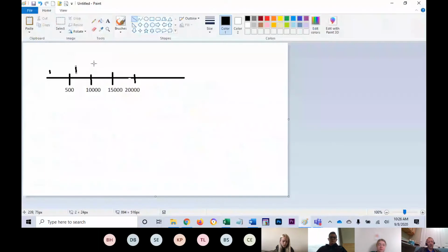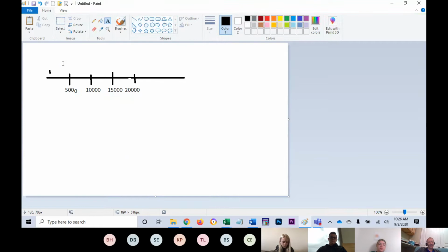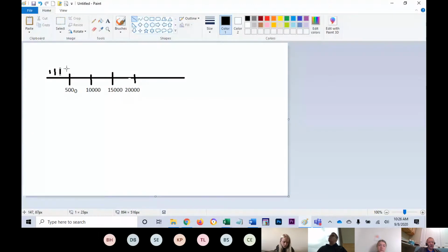Oh, excuse me, I put that in the wrong place, didn't I? Because I wrote that wrong. This is supposed to be 5,000, and no wonder I messed that up. Okay, so I'm going to put a line here at approximately 735, another line at 1802, and then another line at 4668, which is going to be about right here. And then I'm going to draw a box around these three here. This represents the interquartile range here. Okay, so this box represents the interquartile range.